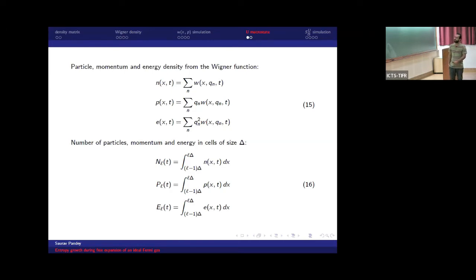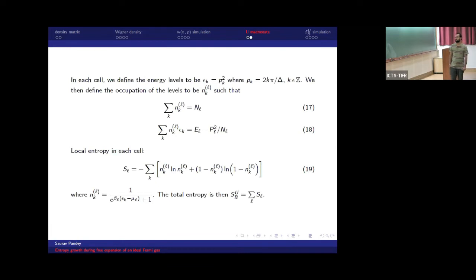Now let's focus on one of the cells. In each cell we define some energy levels, basically circle energy levels, but with the length of the circle identified with the length of that cell, which is here delta. Then we define occupation numbers of these levels to be N_kl. So N_kl denotes the occupation of the kth energy level in the lth cell. With this, of course, we have to satisfy some constraints, which are written here in equations 17 and 18.